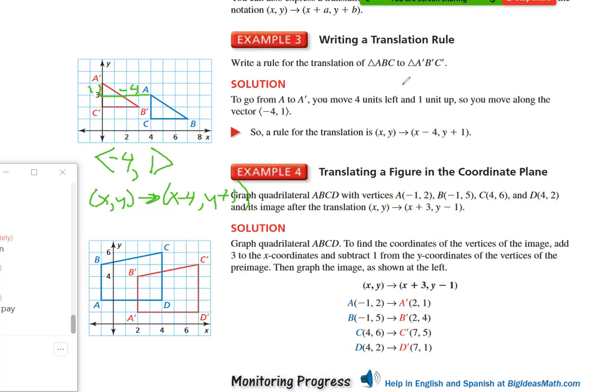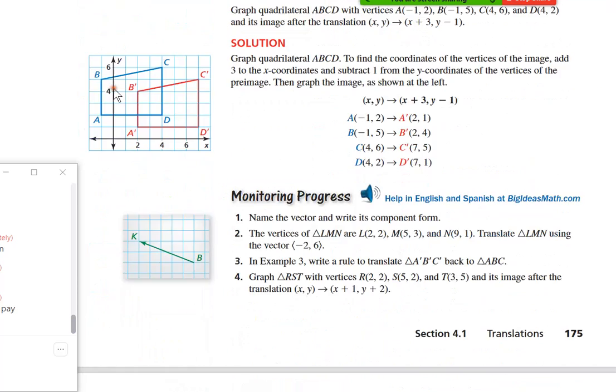Yeah, no, I agree, Caleb. This is not that complicated. I think it's kind of fun. Yeah, I like this. I like translations a lot. All right.